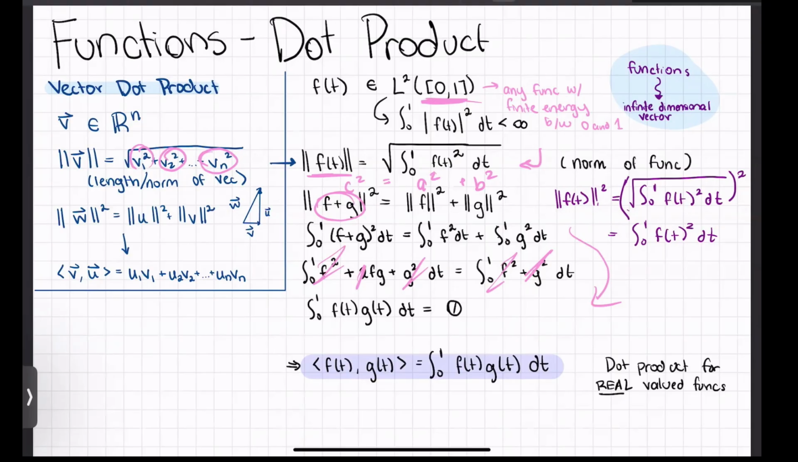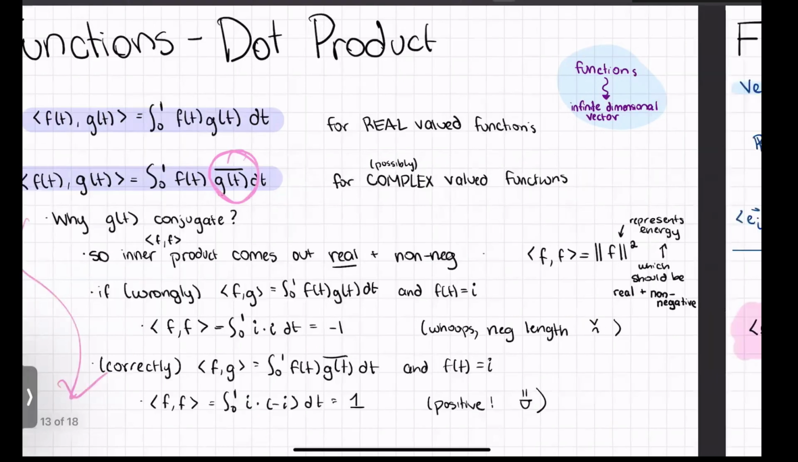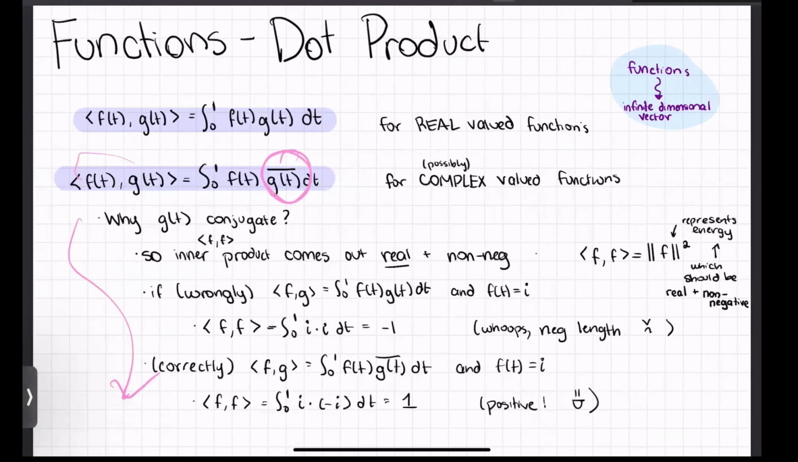And that, again, ladies and gentlemen, is how we get our dot product. This is the dot product definition of real valued functions. Now, for the sake of Fourier series, we need to be working with complex valued functions as well. And all that really changes is that we need to conjugate the second variable. You can read through the reason why if you are interested. So this gives us the dot product of possibly complex valued functions.